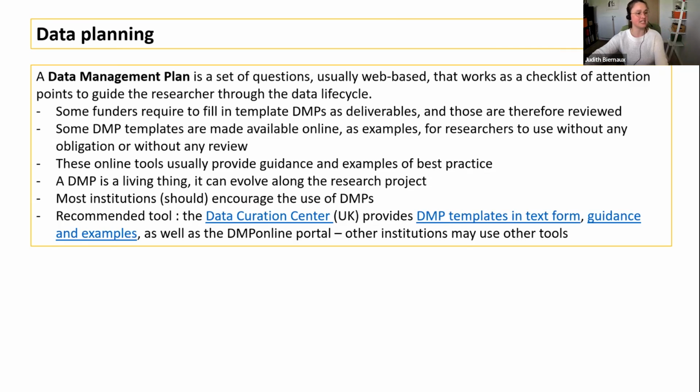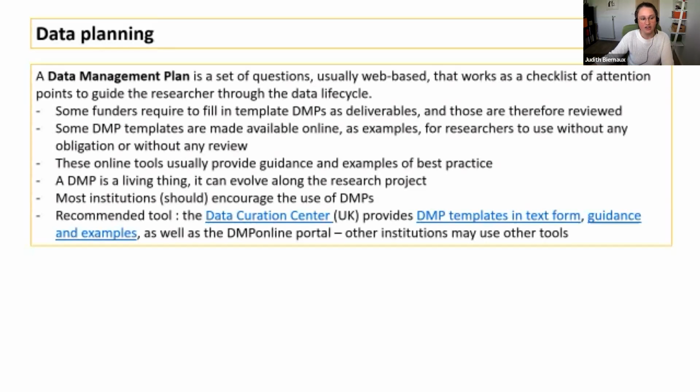So a data management plan basically is a set of questions, okay? Usually it's a web-based document, but it can also be a simple notebook or a Word document, however you like it. It's a checklist of attention points to guide the researcher through the data lifecycle. At the bottom of this box, keep in mind, you will get all the resources after the class. You will get links to the Data Curation Center pages or stack of resources about planning your data. So you will get a list of questions to ask yourselves before, during and after a research project, and you will get templates. And so these lists of questions are really, really good tools.